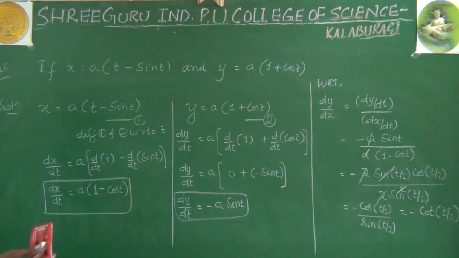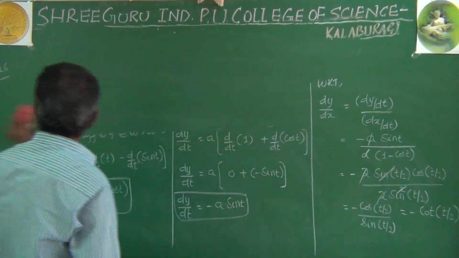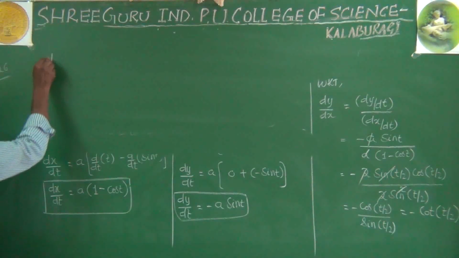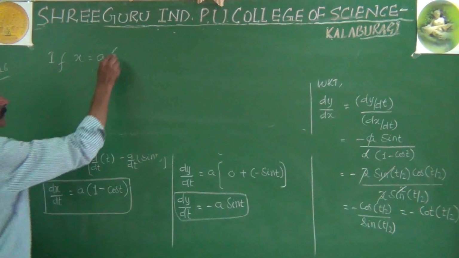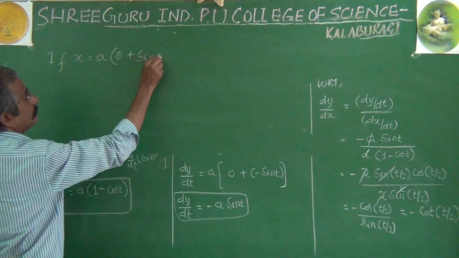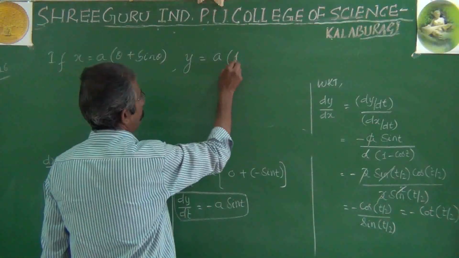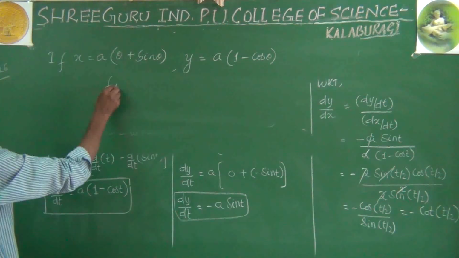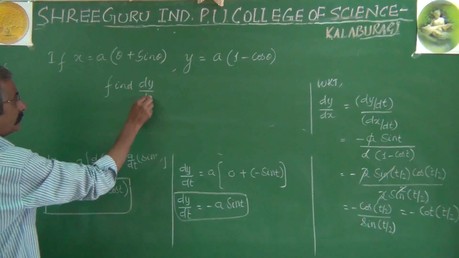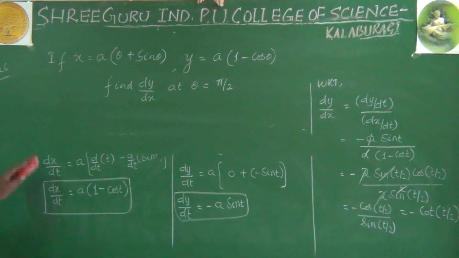Next problem. Next question. If x equals a into theta plus sin theta and y equals a into 1 minus cos theta, then find dy by dx at theta equals pi by 2. Find dy by dx at theta equals pi by 2.